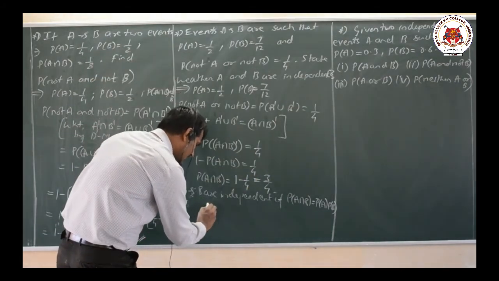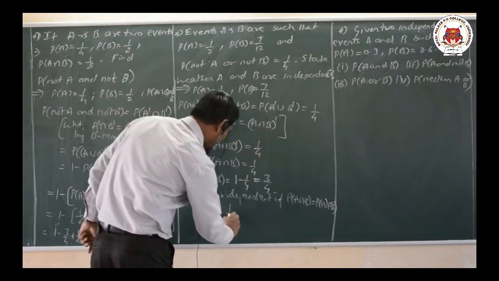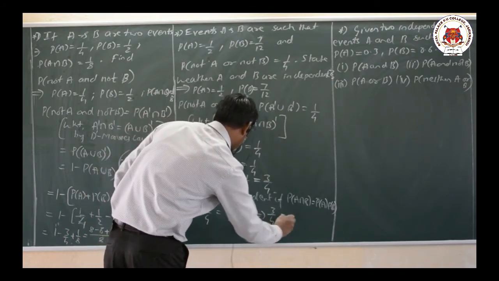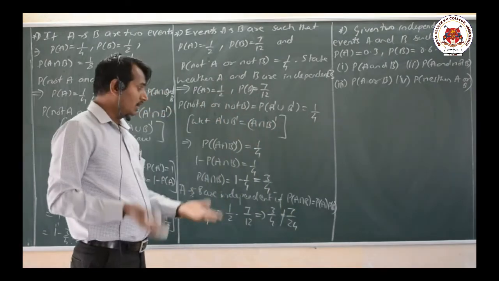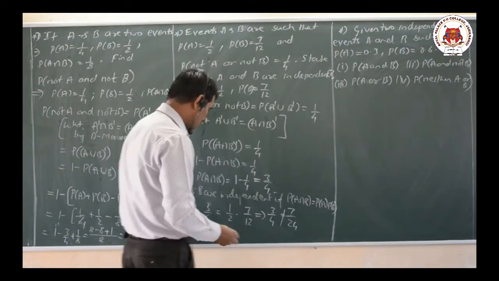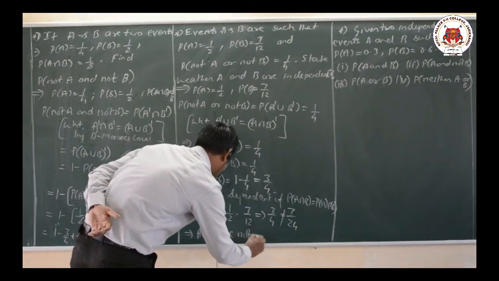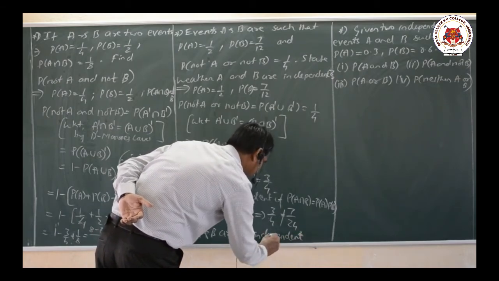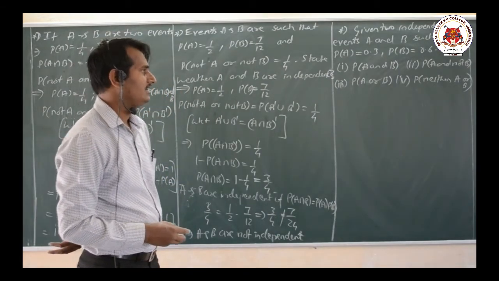What do we get here? P of A is 3 by 4, given in the question, and 1 by 2 into P of B is 7 by 12. The value will be 3 by 4 equal to what we get here, 7 by 24, and that is not equal. Not equal means P of A intersection B is not equal to P of A into P of B. That implies A and B are not independent. That is nothing but our required result. Very, very simple and easy result here.